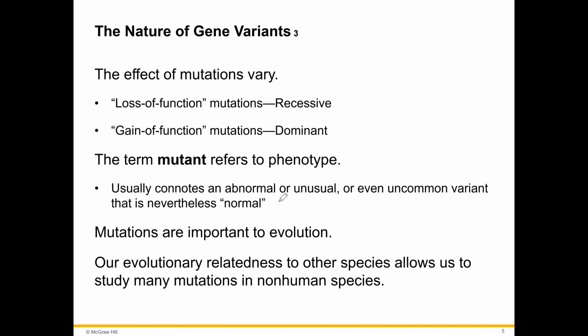So think about eye color. We have people with blue eye color, with brown, with green. Neither one is abnormal. It's just normal polymorphism, normal variation within the human population. Some might be more common, some might be less common, some may be unusual, but still considered to be normal. Mutations are important to evolution. Our evolutionary relatedness to other species allows us to study many mutations in non-human species.